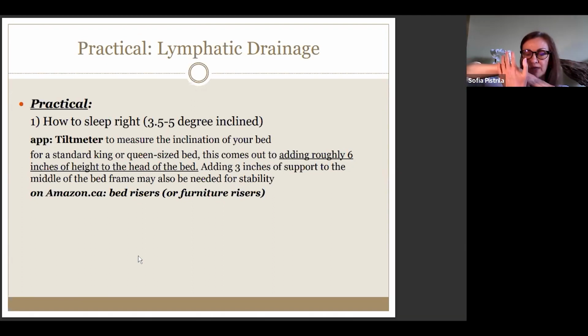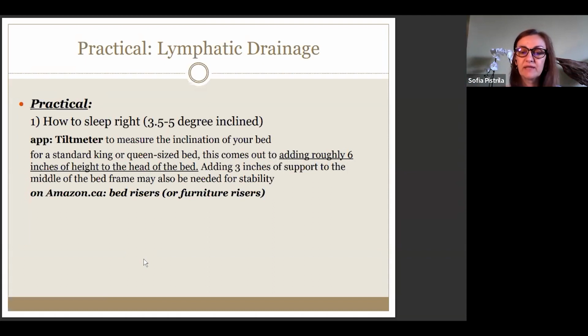Your head should be higher than the rest of the body. The inclination should be between 3.5 and 5 degrees. 5 degrees is the best, but at least some inclination. For a standard king or queen size bed, this comes to adding roughly 6 inches under the head of the bed, so where your head is, under the feet of the bed. Adding a 3-inch support in the middle of the bed frame may also be needed for stability, depending on what kind of bed you have.